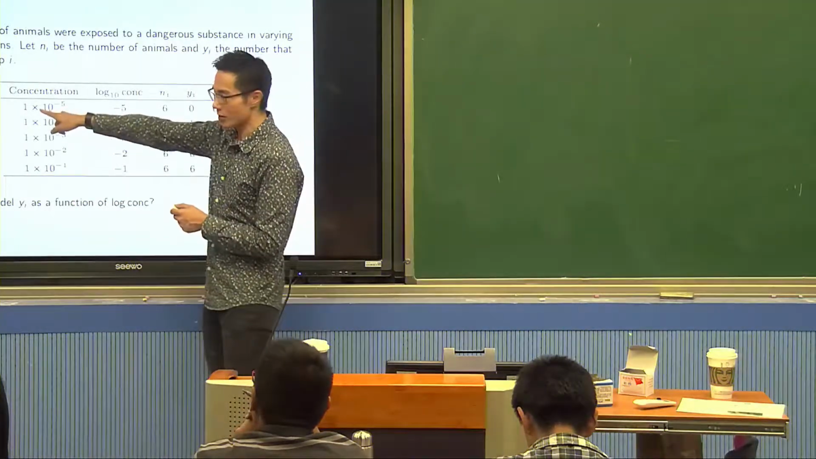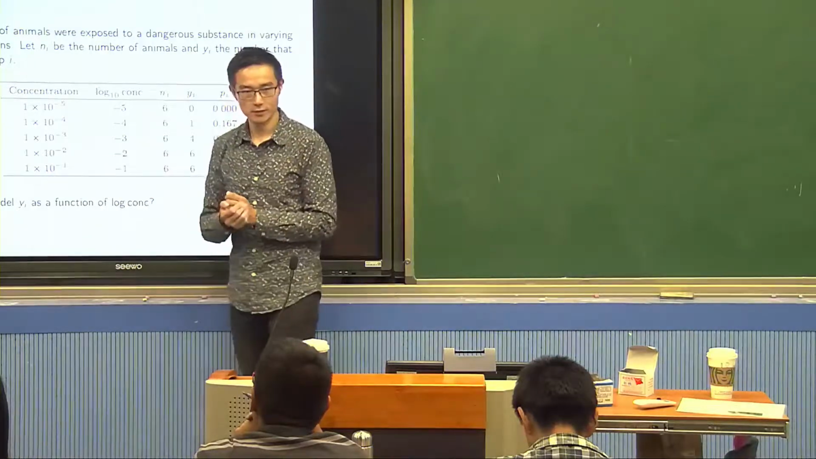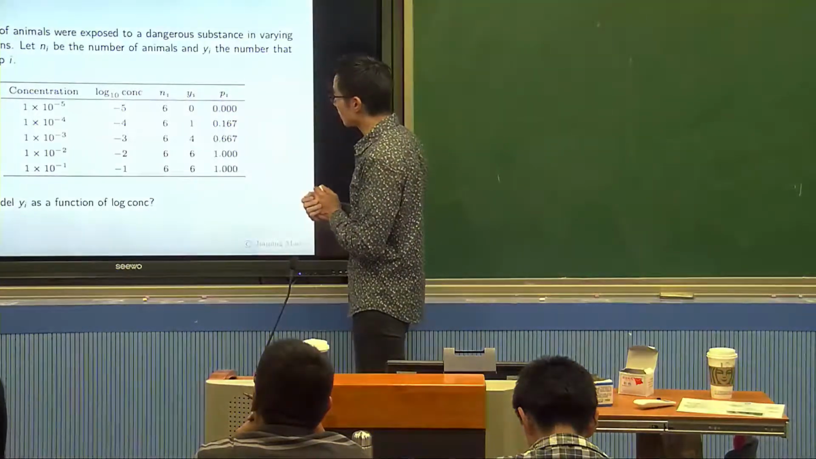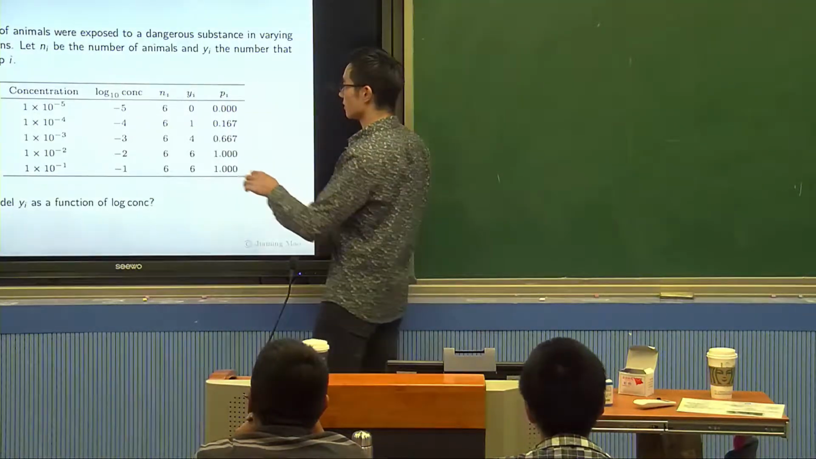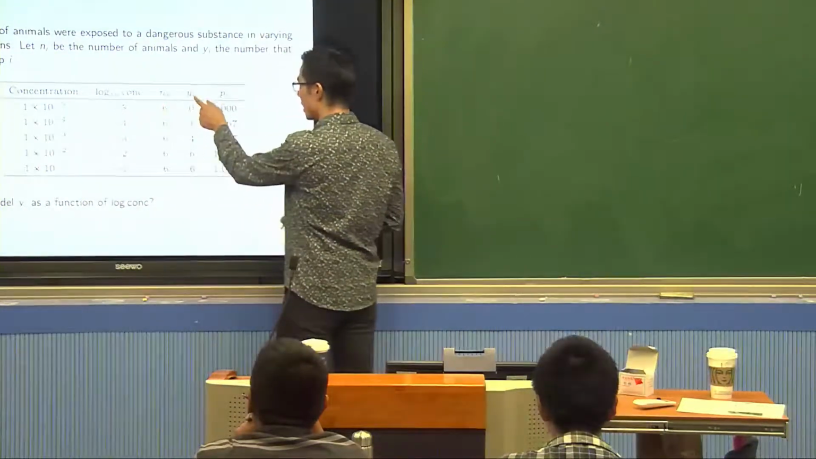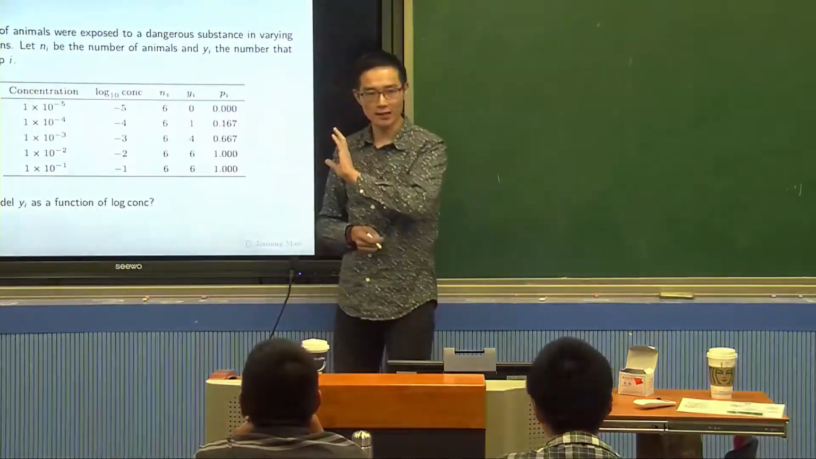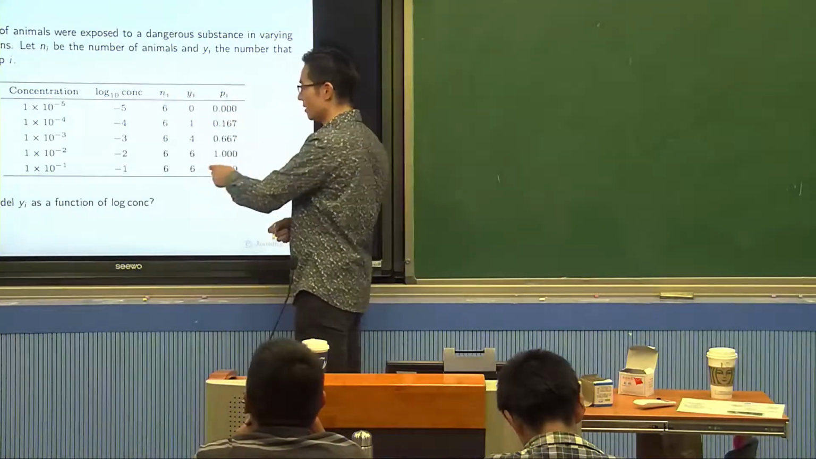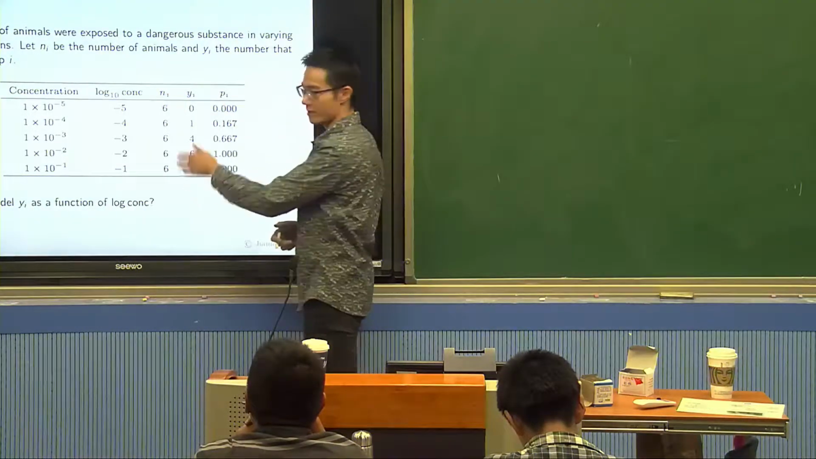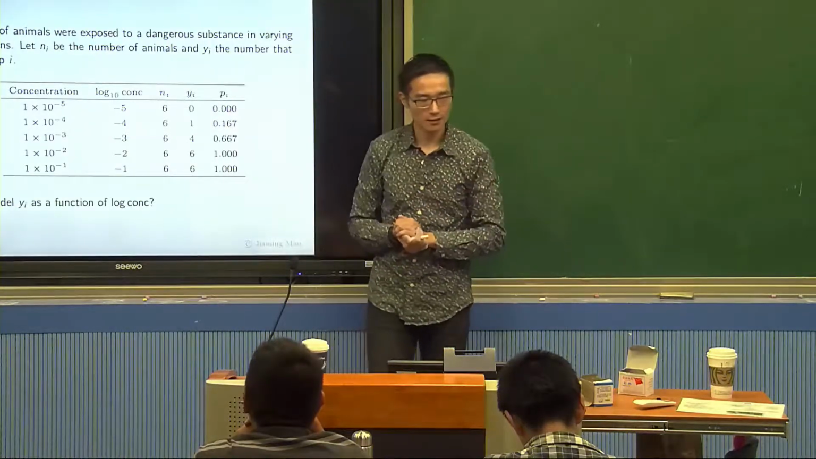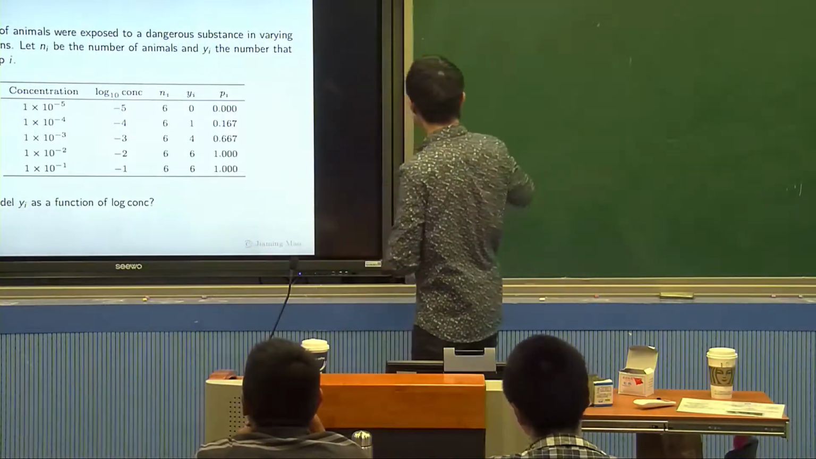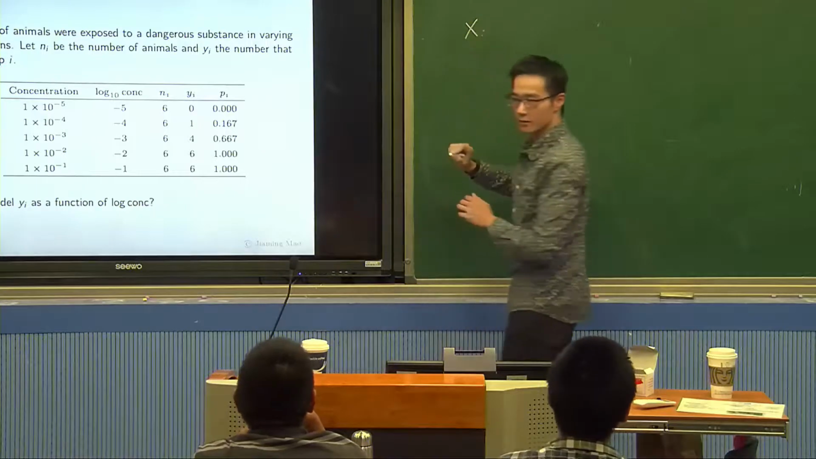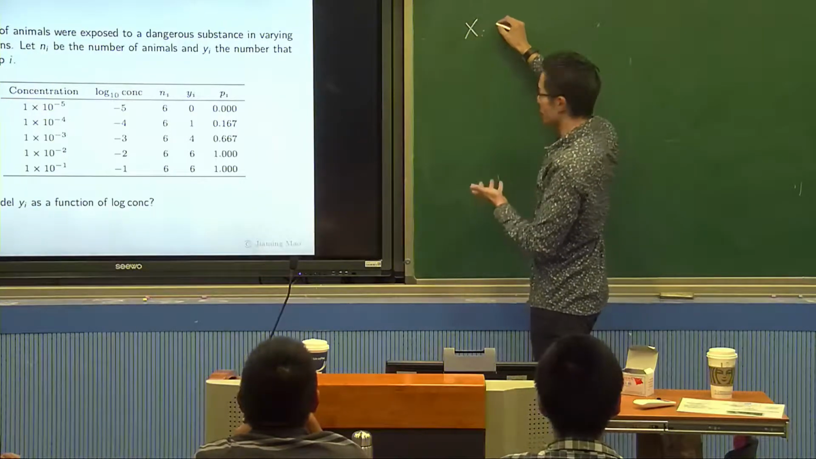So this is the least concentrated. This is the most concentrated. You can see that out of the 5 experiments, in the least concentrated environment, y means how many animals died in the end. So 0 died, okay? All 6 survived. In the extreme, all 6 died, okay? Everybody dies. So our x variable here is concentration of the dangerous substance, okay?